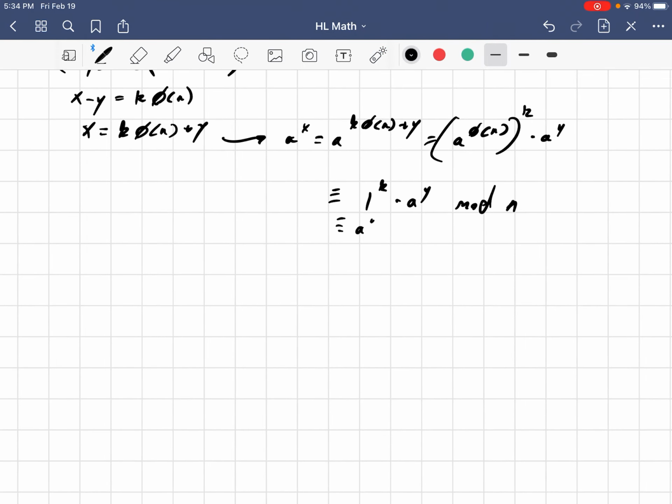which is congruent to a to the y mod n. And we're done.